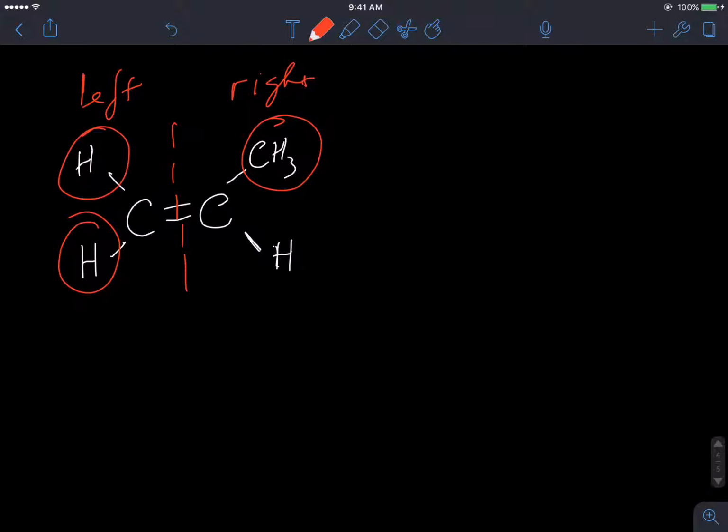So this is only one molecule, and no isomer.